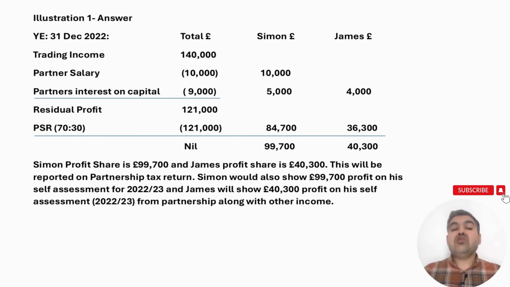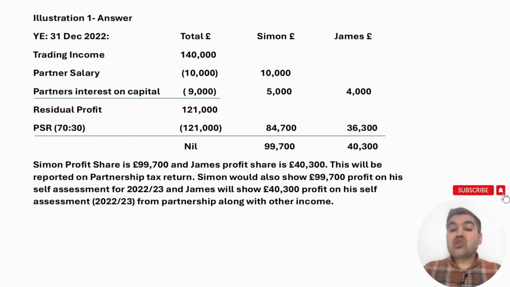So for Simon, you need to do 121,000 multiplied by 70 divided by 100, and for James it is 121,000 multiplied by 30 divided by 100. That would be for James. So the Simon profit share is 99,700 and James's profit share is 40,300. This will be reported on the partnership return.